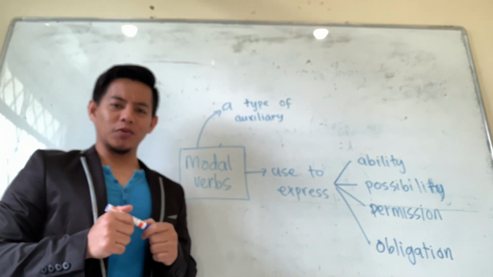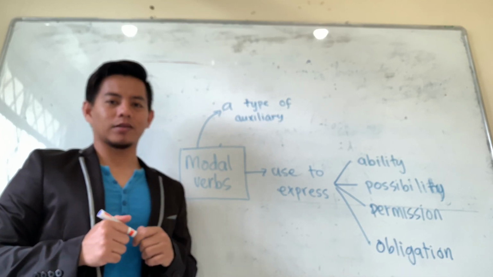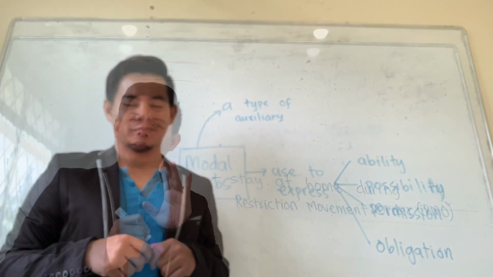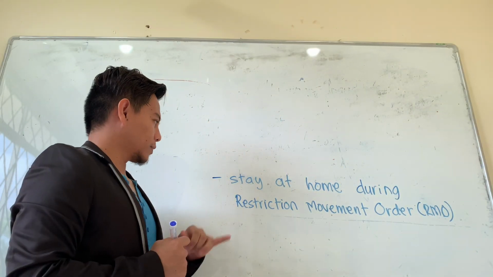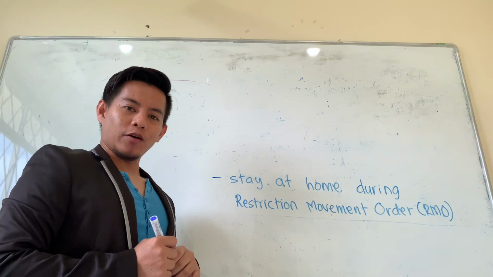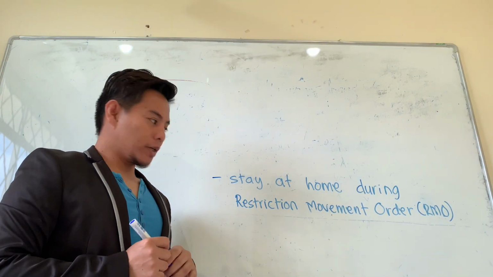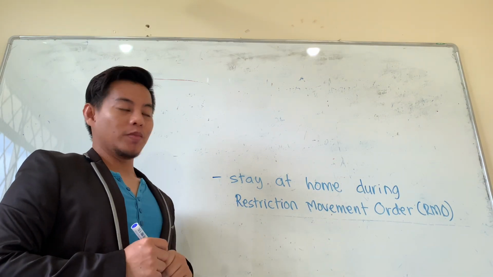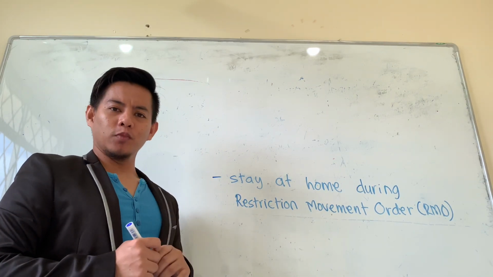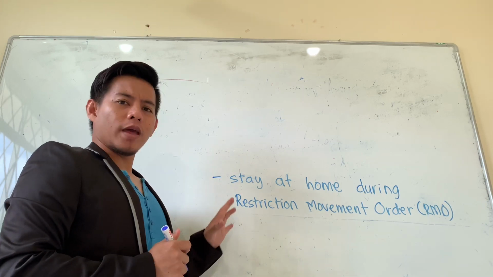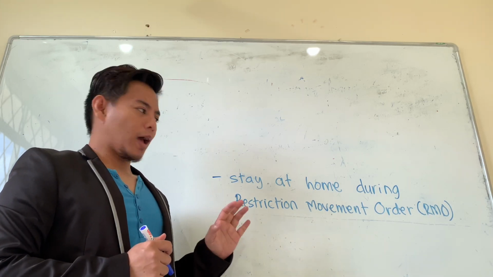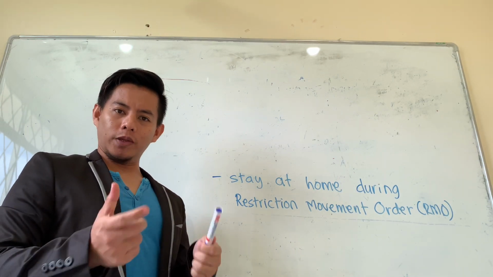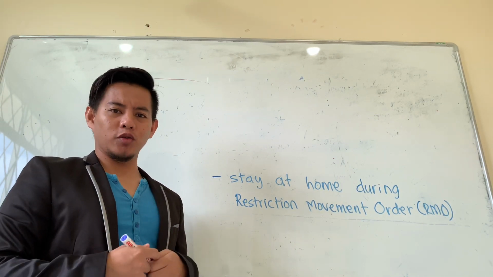Alright? Now since you know what modal verbs are and their functions, next I will tell you why we need to use modal verbs in our directed writing. Alright? Ready? Now let's take a look at this example. Stay at home during restriction movement order, RMO. Now if you look at the point, you know that it is a sort of obligation. Obligation, something that you have to do.